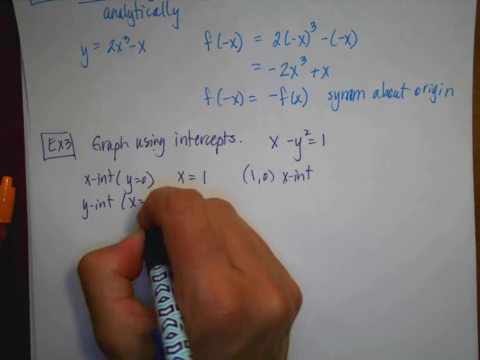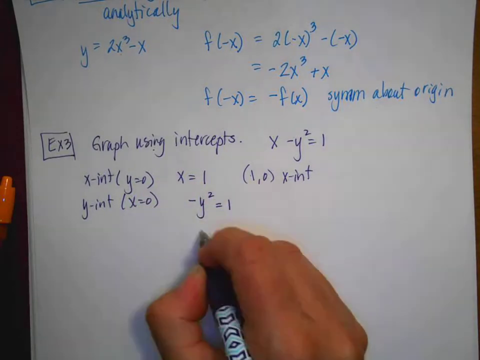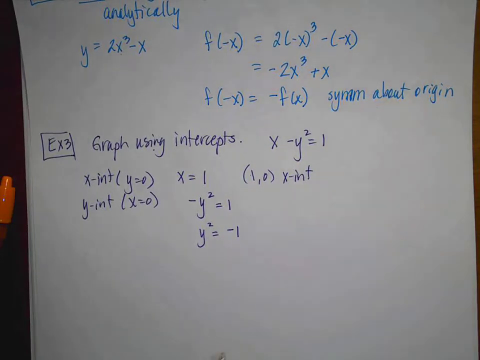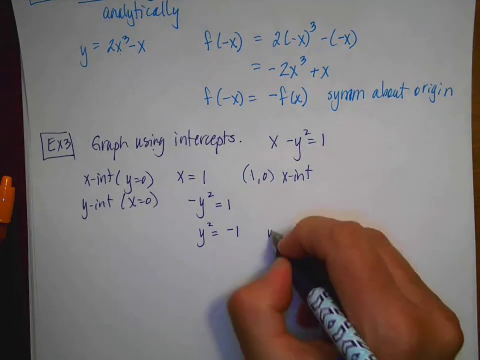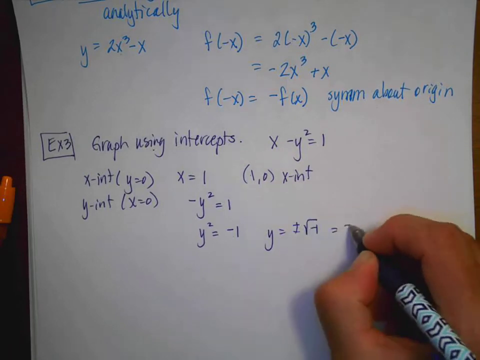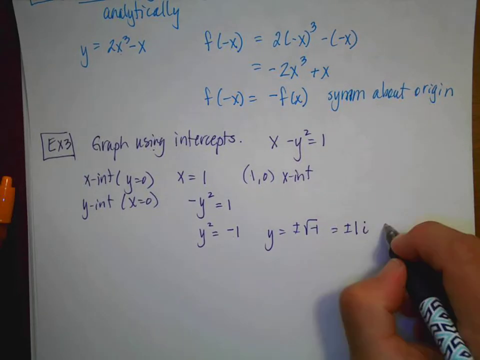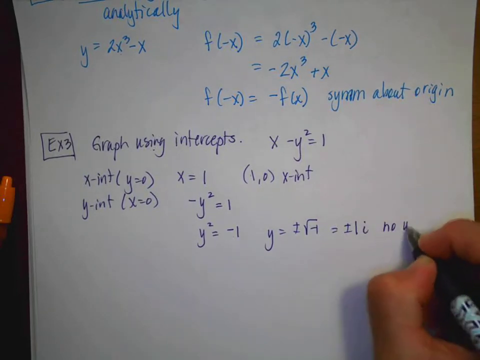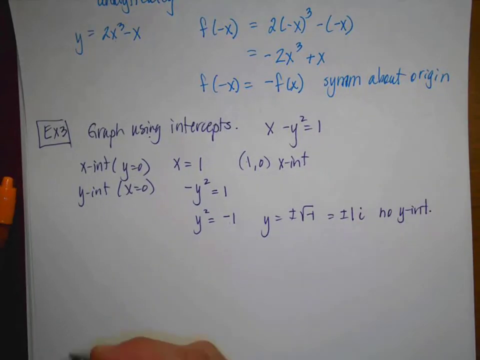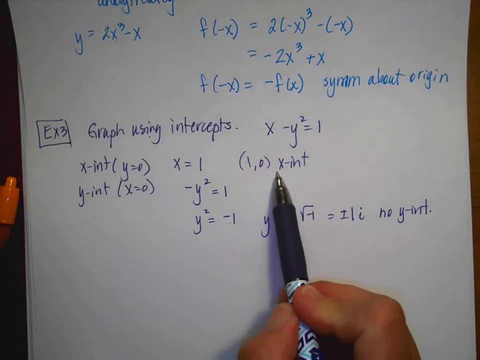And then my y-intercept happens when x is equal to 0. So I'm going to get a negative y squared is equal to 1. Y squared is equal to a negative 1, which means that y is equal to plus or minus the square root of a negative 1, which is plus or minus 1i. Because it is imaginary, there are no y-intercepts. Okay? Alrighty.